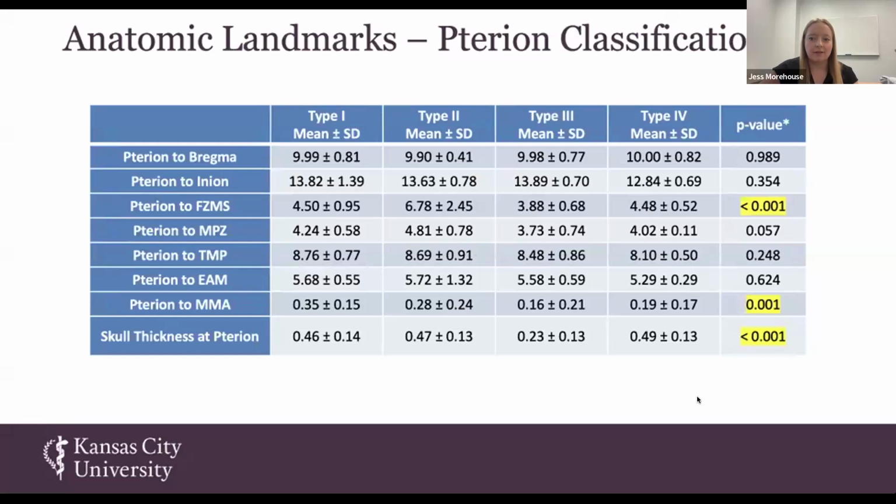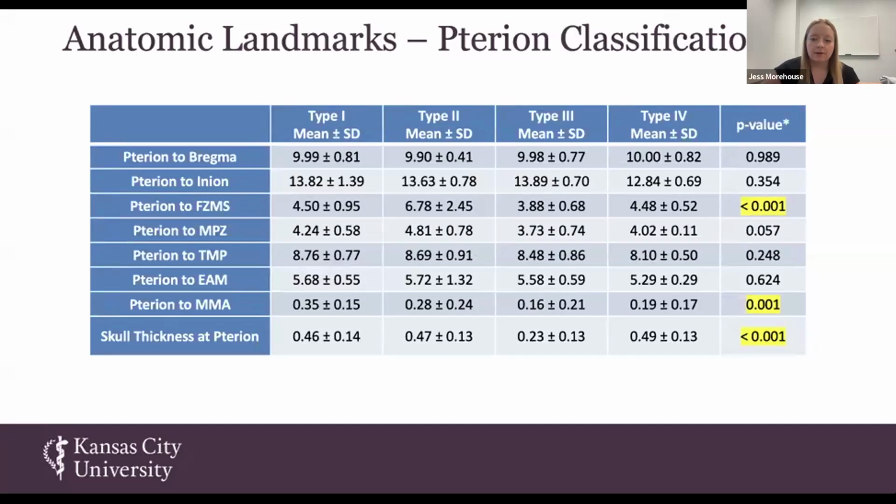However, statistical significance was found for 3 out of the 8 measurements obtained between the 4 pterion classifications, which included the distances from the pterion to the frontozygomatic suture, the distance from the pterion to the middle meningeal artery, and then the skull thickness at the pterion. With the frontozygomatic suture, type 2 pterions were located the furthest distance from that suture, on average about 7 centimeters, while type 3 pterions were located the shortest distance, about 4 centimeters.